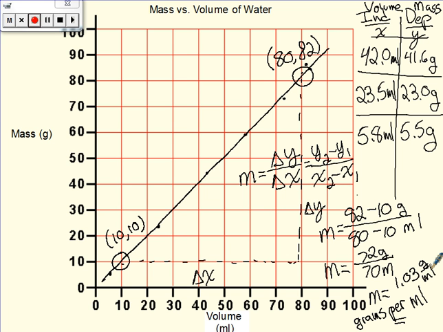So what this really means is that every time we increased the volume of the water by one milliliter, the amount of mass increased by 1.03 grams. Just about one, approximately equal to 1 in this case. That's pretty cool.